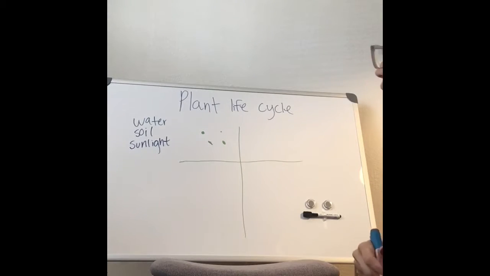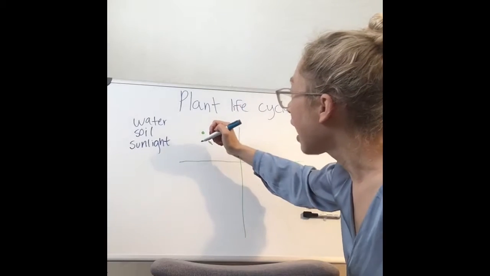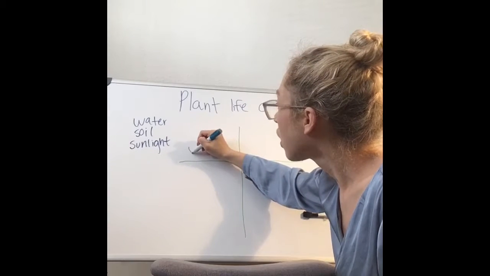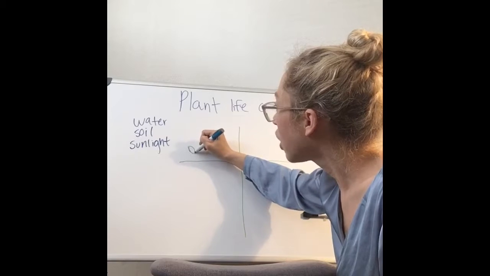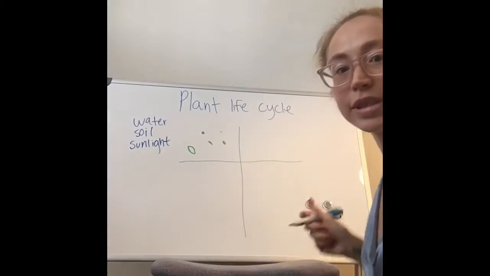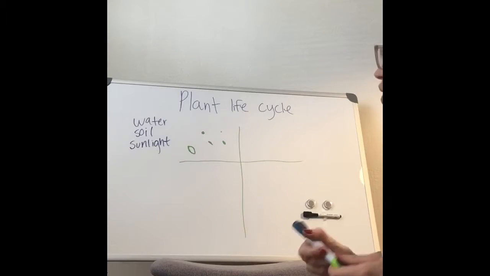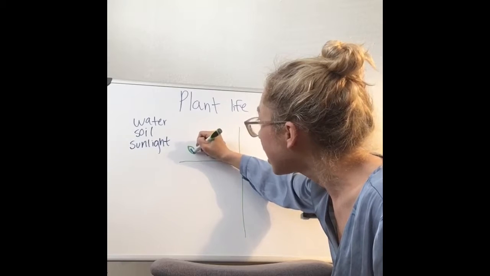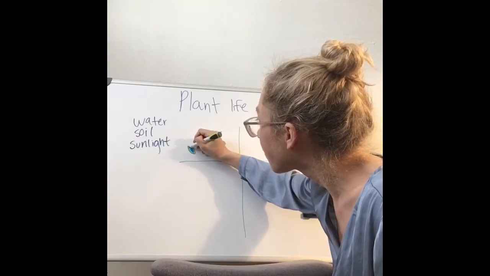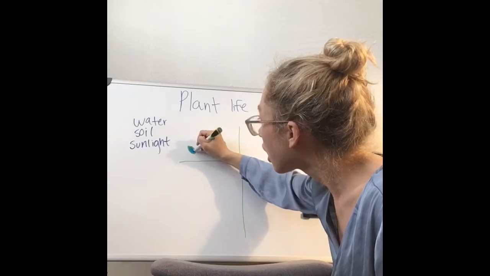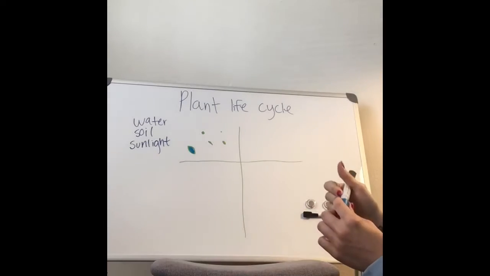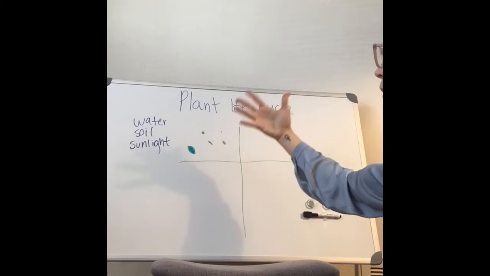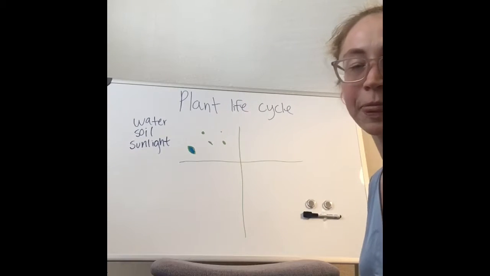So seeds have a layer on the outside. They have a coating on the outside to protect the seed. So that keeps the seed protected from anything that might harm it before it's ready to grow. So that's a protective shield on the seed.